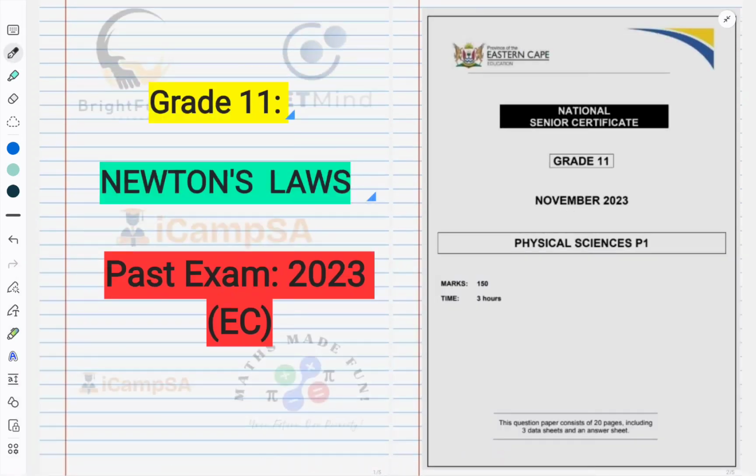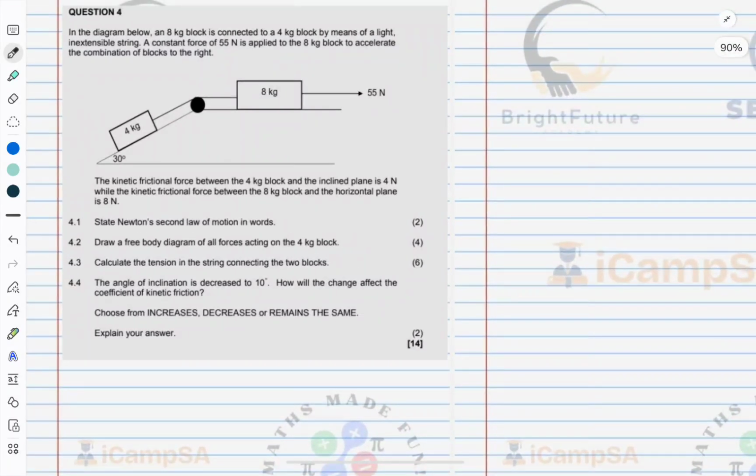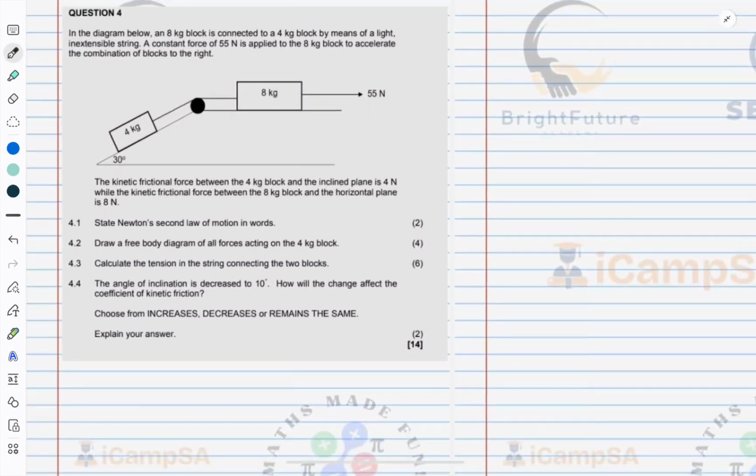So now in this one we are doing a problem from the Eastern Cape. It was November 2023, and this one was question 4, still on Newton's second law, right? Yes. So in this particular problem, we are given a diagram with an 8 kilogram block and a 4 kilogram block, and these are connected via a string, right?